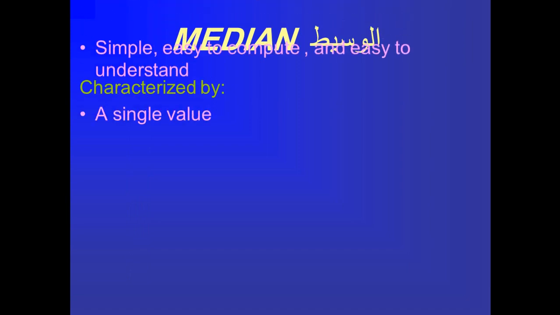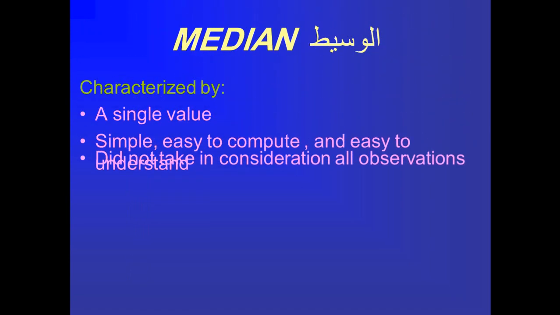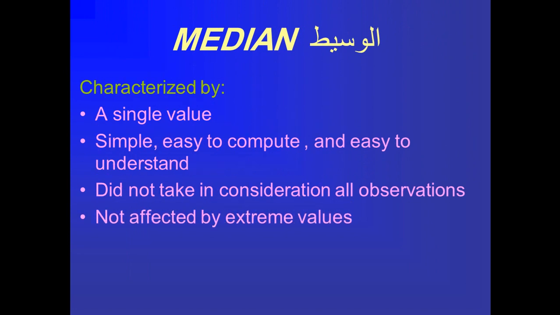First of all, we have to know the characteristics of the median. The median is characterized by being a single value. It is simple, easy to compute, and easy to understand, and it does not take all observations into consideration. No need to collect the numbers. We have equal numbers on the left and the right, and the middle one is the median. We just have to count the same number to the left and to the right, and it is not affected even by extreme values. If it is a high figure or a low figure, it is not that important, because we are going to take only the middle one.